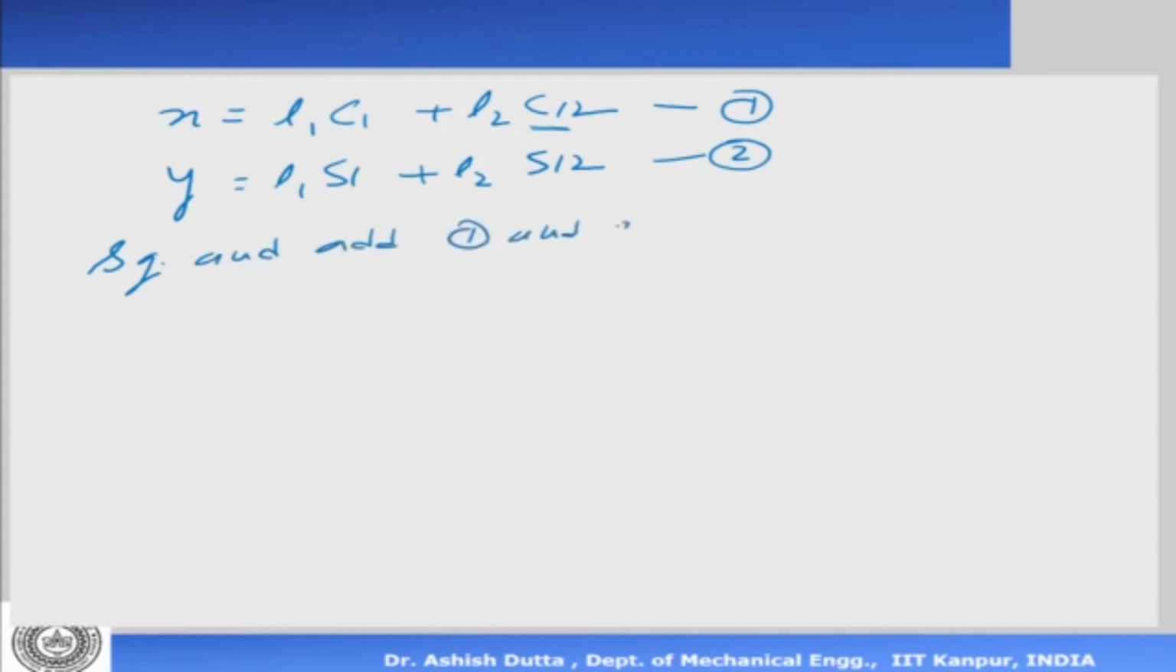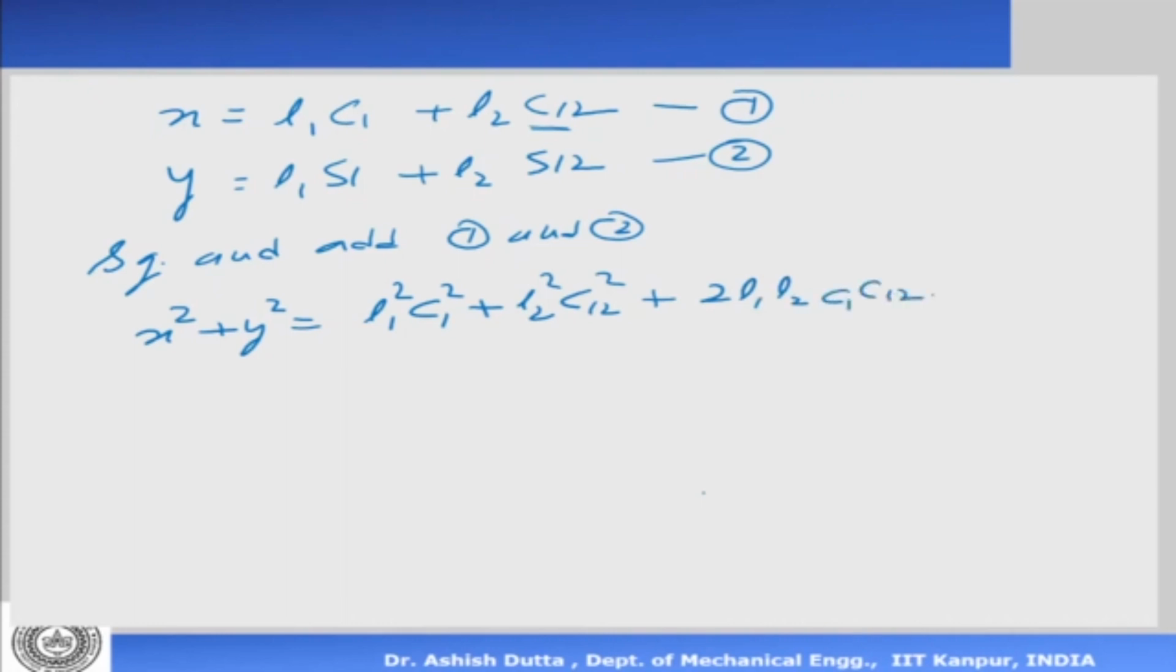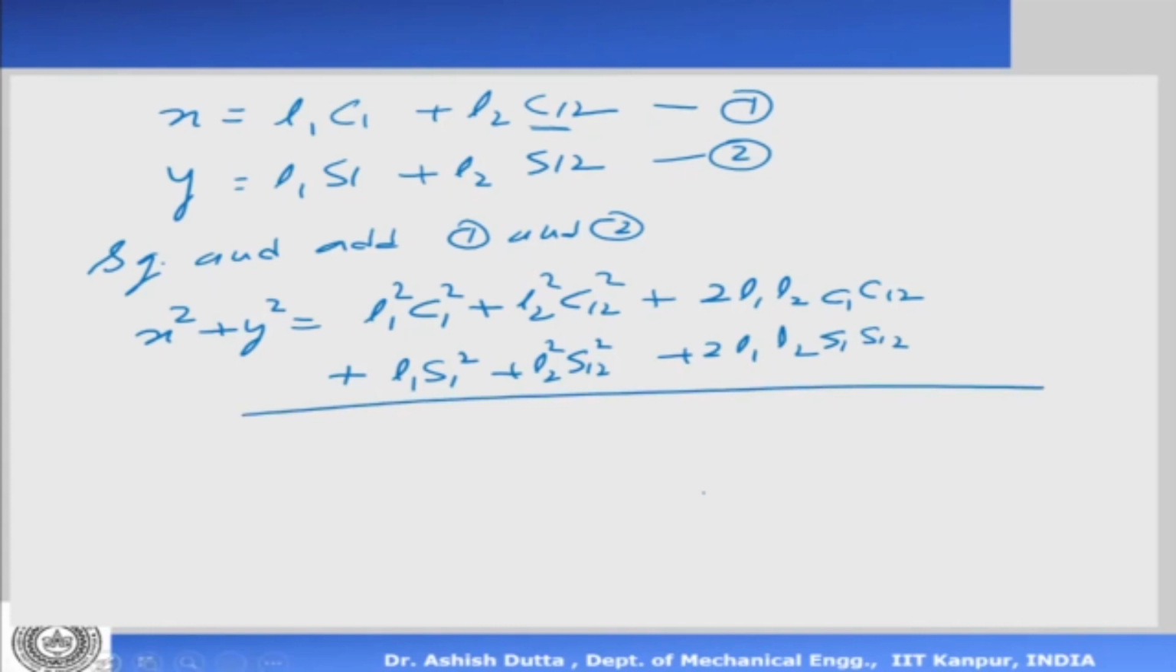equations 1 and 2. Squaring and adding equations 1 and 2, we get x squared plus y squared is equal to L1 squared cos squared theta 1 plus L2 squared cos squared(theta 1 plus theta 2) plus twice L1 L2 cos theta 1 cos(theta 1 plus theta 2) plus L1 squared sin squared theta 1 plus L2 squared sin squared(theta 1 plus theta 2) plus twice L1 L2 sin theta 1 sin(theta 1 plus theta 2), and then we add. Now what you see here is that there is cos squared theta 1 and sin squared theta 1.